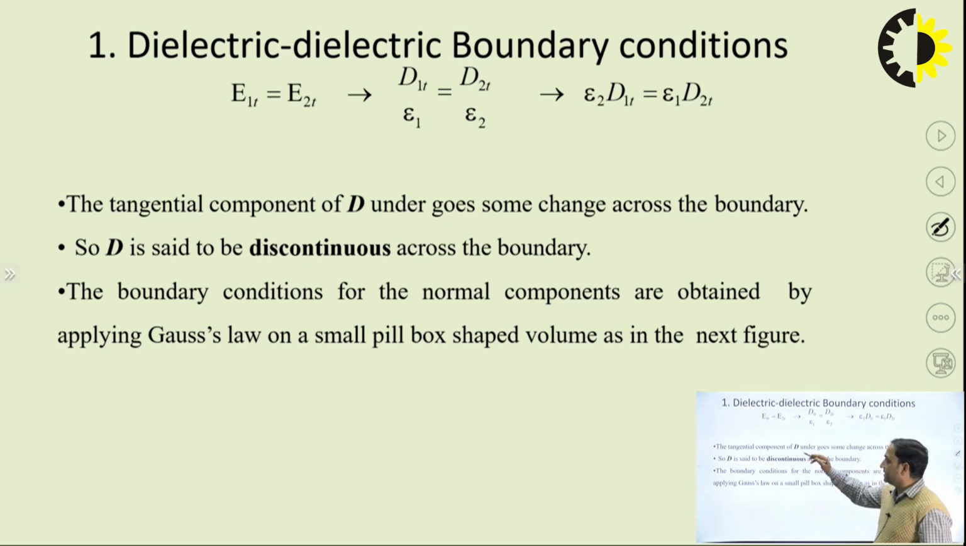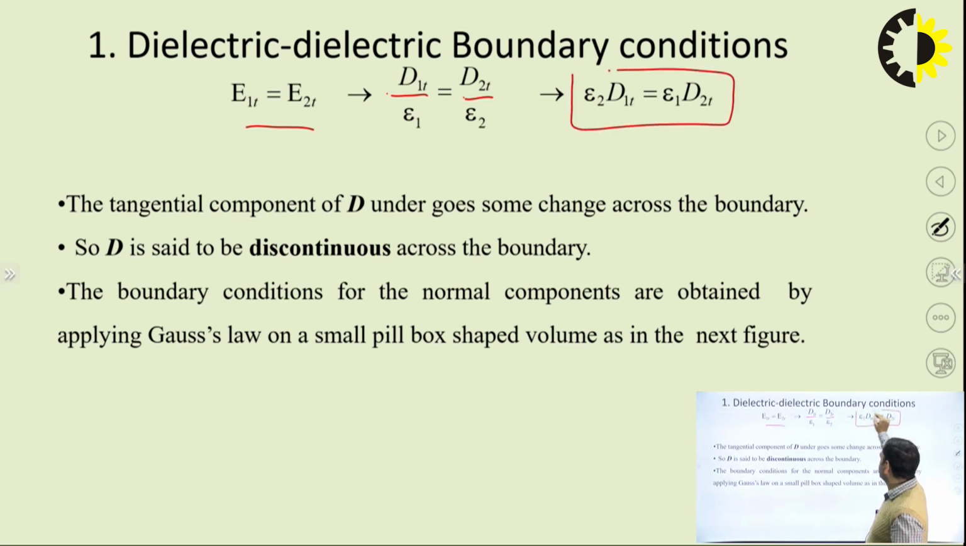As I said, E1t is equal to E2t, so we can define it in terms of the electric flux density. Simply we can write E1t divided by epsilon 1 equals D2t divided by epsilon 2. When we solve this, we get the expression epsilon 2 D1t is equal to epsilon 1 D2t. So what it says is the electric flux density is discontinuous at the interface, right?